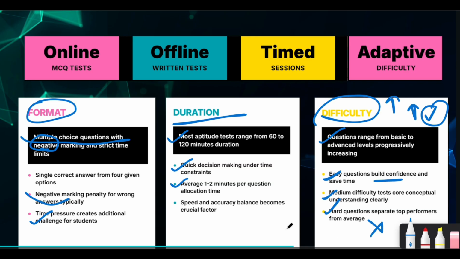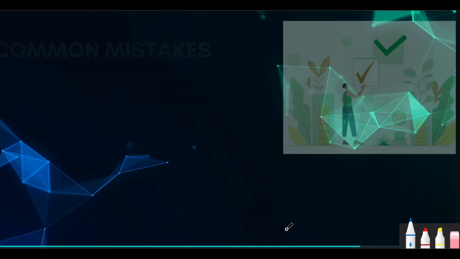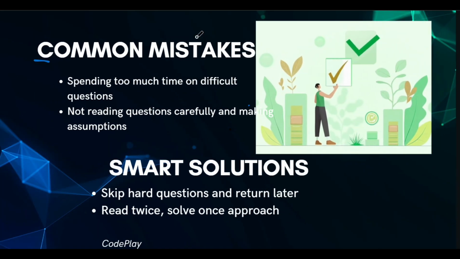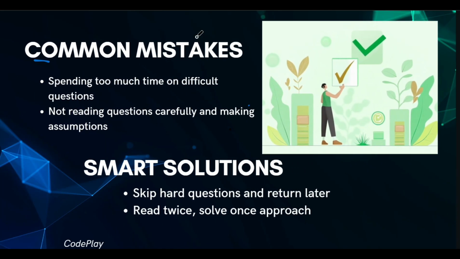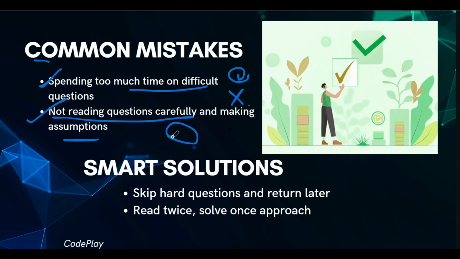So, now let's talk about some common mistakes students make during the aptitude test. The first mistake is spending too much time on difficult questions. Remember, every question carries equal marks. So getting stuck on one problem can cost you multiple easy ones. The second mistake is not reading the question carefully and jumping to assumptions. A small misread can completely change the answer.